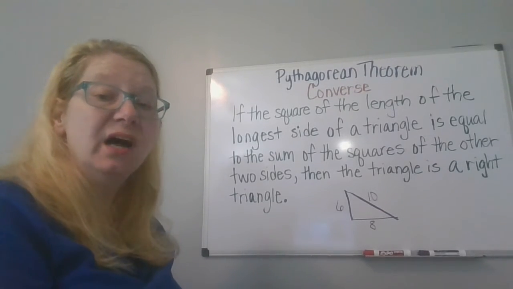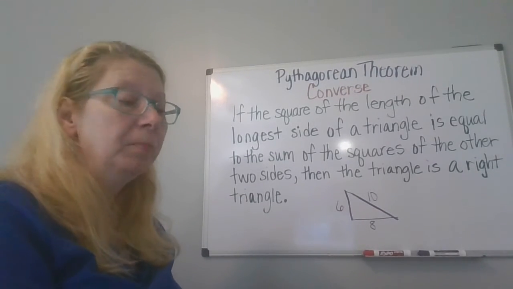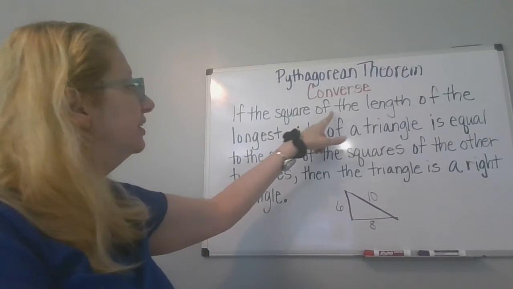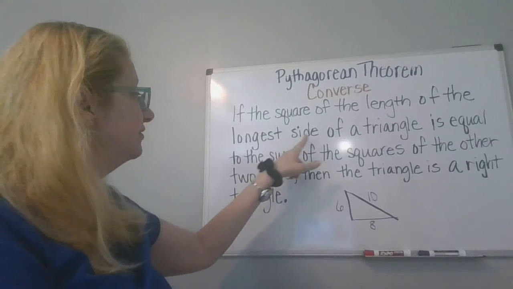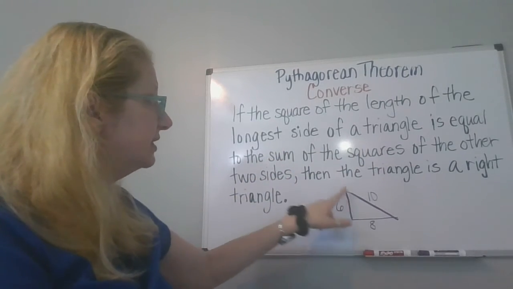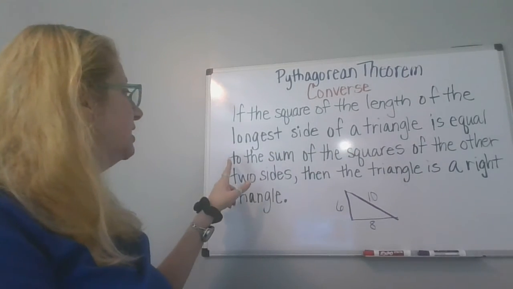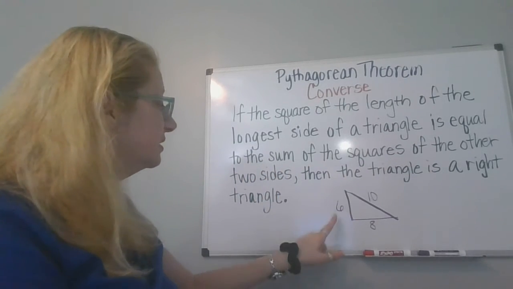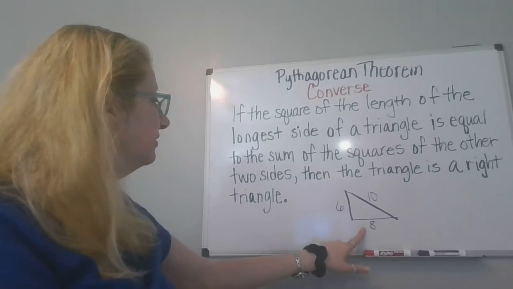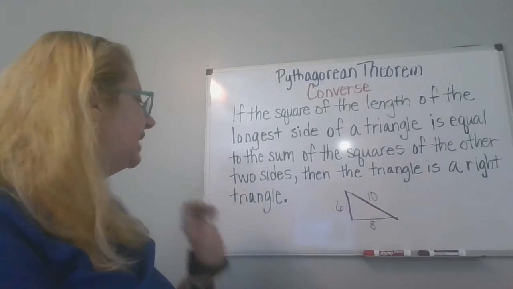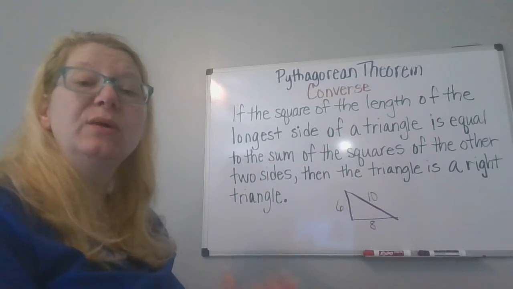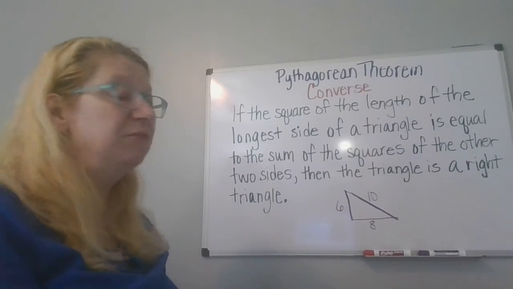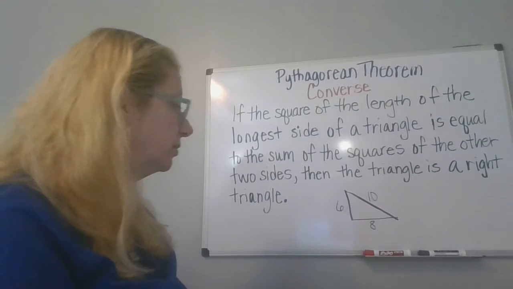Now we're going to look at the converse of the Pythagorean theorem. And that simply says, if the square of the length of the longest side of a triangle, the longest side, is equal to the sum of the squares of the other two sides, so the square of this plus the square of this, then the triangle is a right triangle. So this is a way that we can actually prove that a triangle is a right triangle if we're not told, if we have all 3 lengths of that triangle.